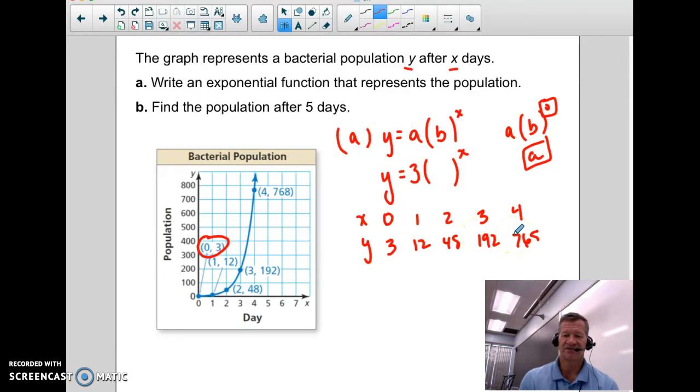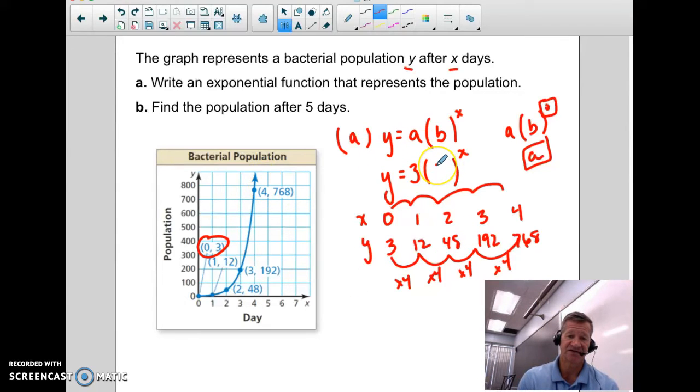You'll notice the x values keep going up by 1, while the y values, what are we multiplying by there? What do you multiply 3 by to get 12, and 12 by to get 48, and so on? Again, if you can't tell in your head, you can always divide backwards. 12 divided by 3, that goes 4 times. 48 divided by 12, that's also going to be 4. 192 divided by 48, that'll also be 4. 768 divided by 192 will also be 4. So we're going to keep multiplying by 4. That tells us that this base must be 4. And so my exponential function is right here.